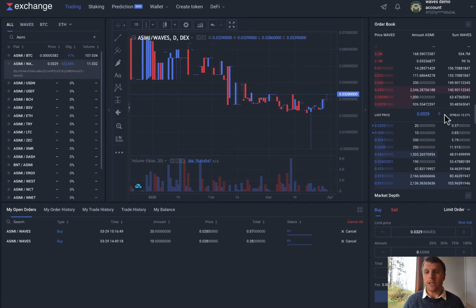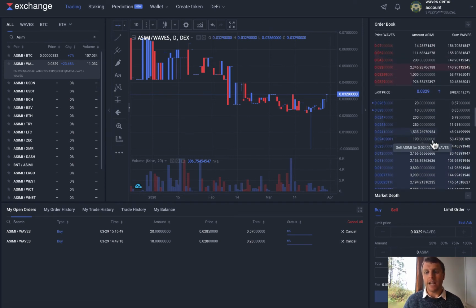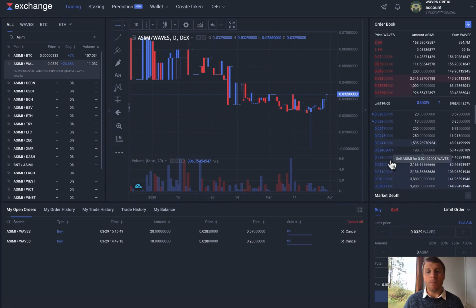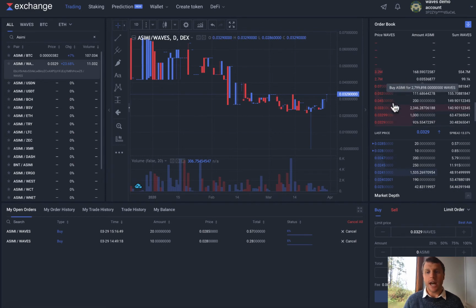So over here, you can see the order book is made up of sellers, which are on top in the red. These are people waiting to sell Asimi tokens in exchange for Wave tokens. The people at the bottom here, if I can scroll down a little bit, these people are waiting to buy Asimi tokens at whatever price they've chosen. That means they have Wave tokens and they want to buy Asimi tokens with them, and these people have Asimi tokens and want to exchange them for Waves.